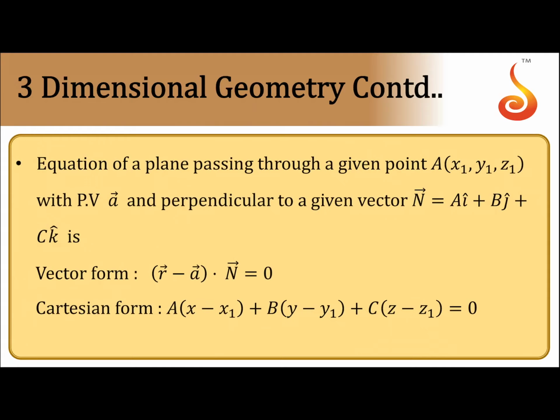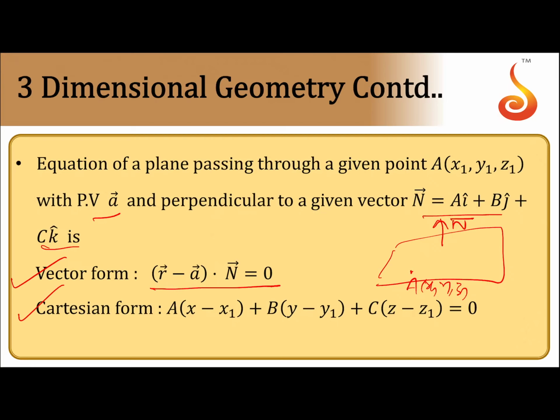Coming to the next one, equation of a plane passing through a given point with a position vector a bar and perpendicular to another vector. So this is a plane passing through the point A (x1, y1, z1) and whose normal to this plane is n. Whose vector form is (r minus a) dot n equals 0, and in the Cartesian form it is written like this: a into (x minus x1) plus b into (y minus y1) plus c into (z minus z1) equals 0.